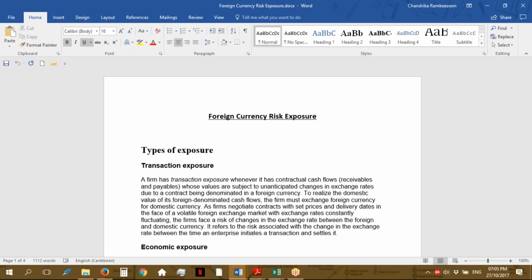Now, you need to be aware of all the various hedging techniques which can be used for a firm to protect itself against currency risk exposure, as well as the relevant techniques to be used for a firm to protect itself against adverse movements in interest rates. And we will be looking at foreign currency risk exposure first.